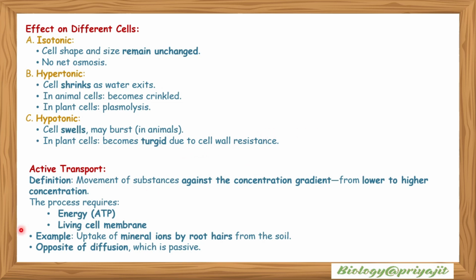Active transport. The definition of active transport is the movement of substances against the concentration gradient, from lower to higher concentration, and the process requires energy or ATP, and a living cell membrane. Example: uptake of mineral ions by root hairs from the soil. It is the opposite of diffusion, which is a passive process.